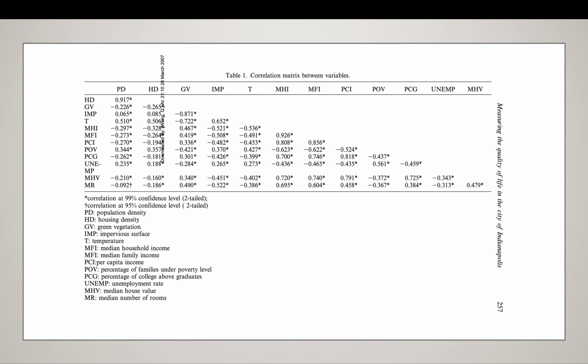And for example, if we take temperature and MHV, which stands for median house value, we can see that temperature and median house value have a negative correlation.